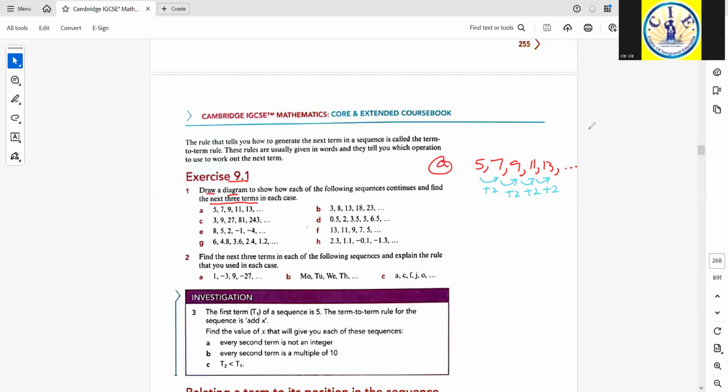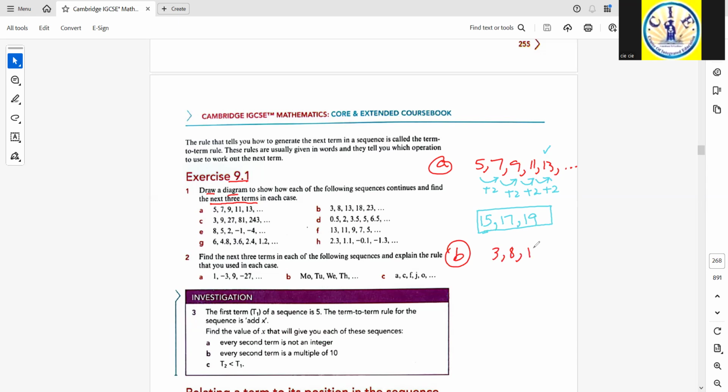So this might be the diagram, and continuing the same pattern, the next three terms would be 15, then 17, 19. How do we get, for example, after this 13, adding two more, we get 15, and then adding two more, 17, and adding two once again, we get 19. So these are the next three terms of this sequence.